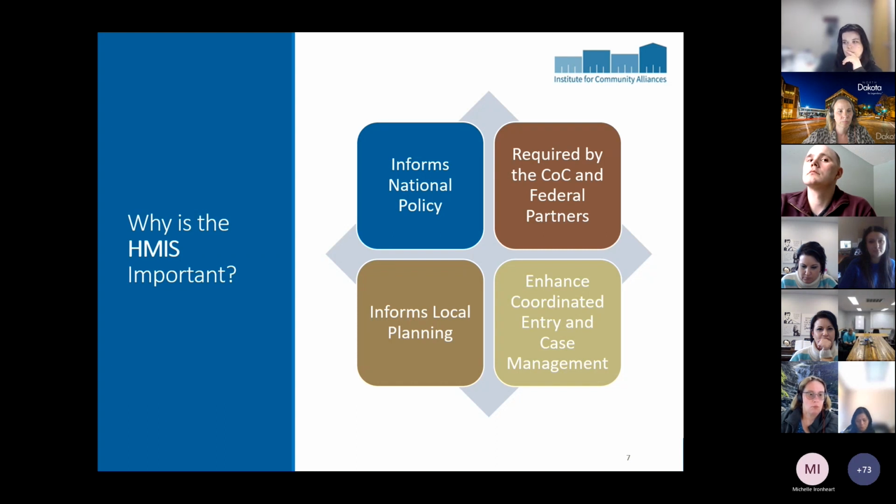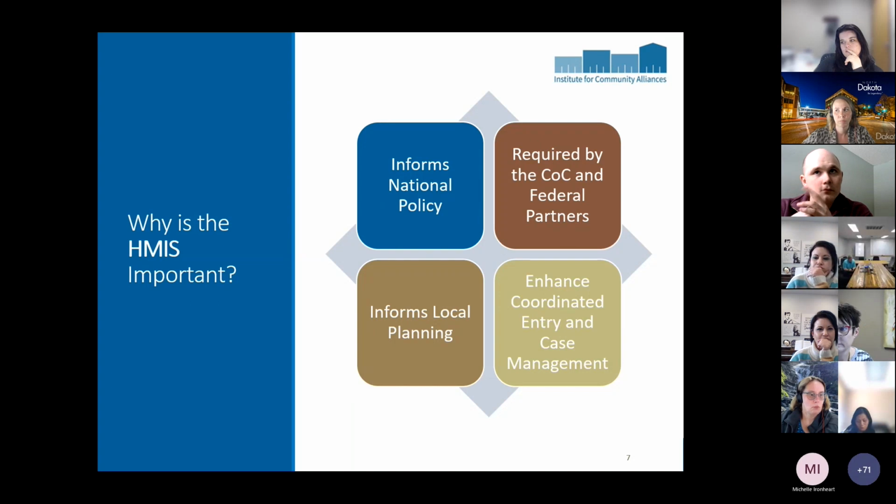It also informs local planning, right? So what if you have a high number of unsheltered people in Minot, but you don't have a shelter in Minot? Let's look at those unsheltered numbers and see if we can get funding for shelter. Like I said, it's required.